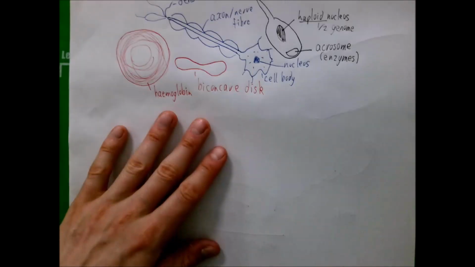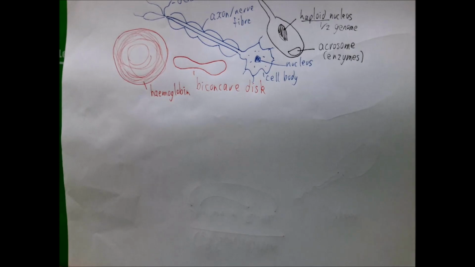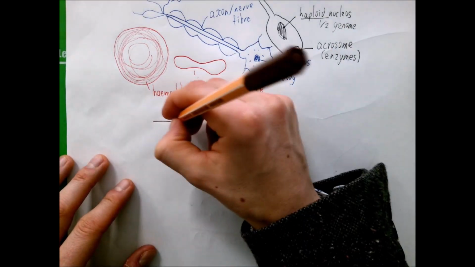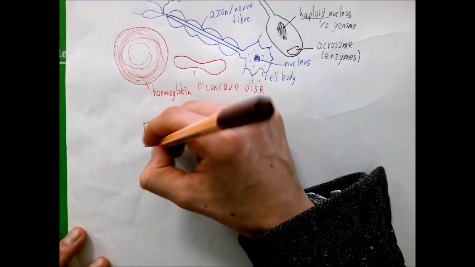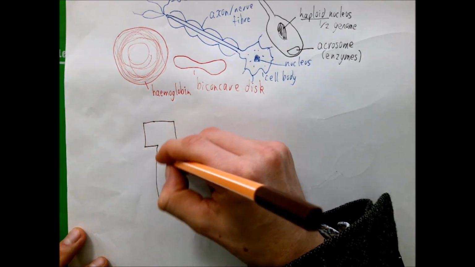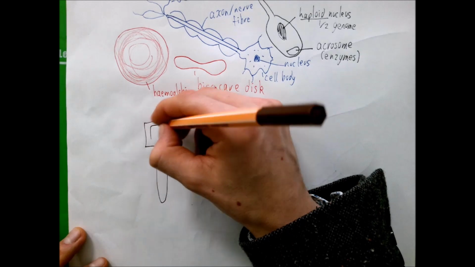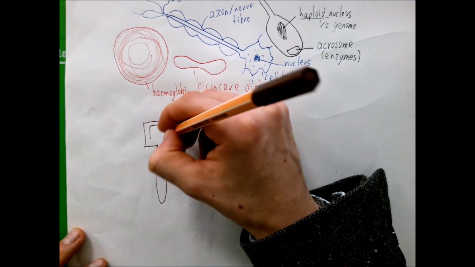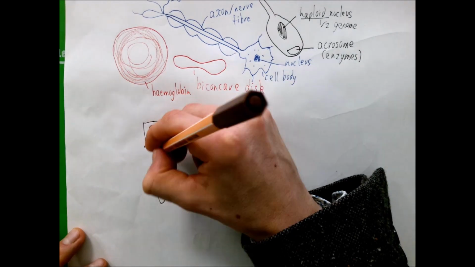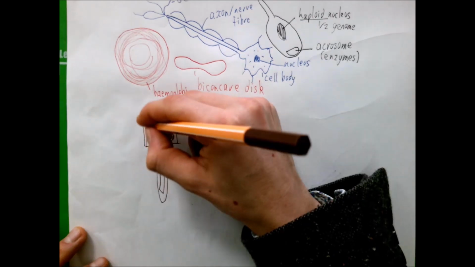Okay, moving on to your plant specialised cells. The first one of those you need to know about is the root hair cell. So these guys are specialised for absorption from the soil. They take in water, they take in minerals. So to allow them to do that, they've got a little bit of a strange shape.